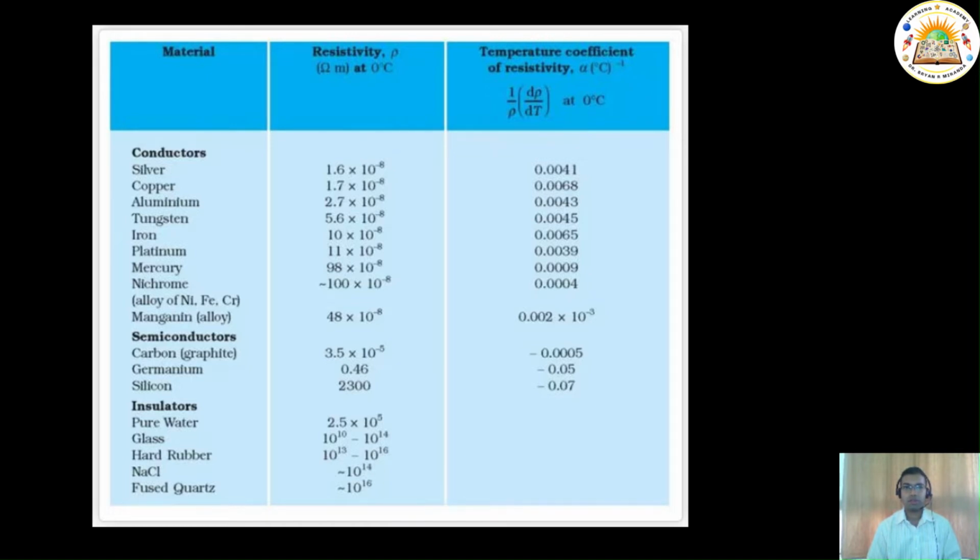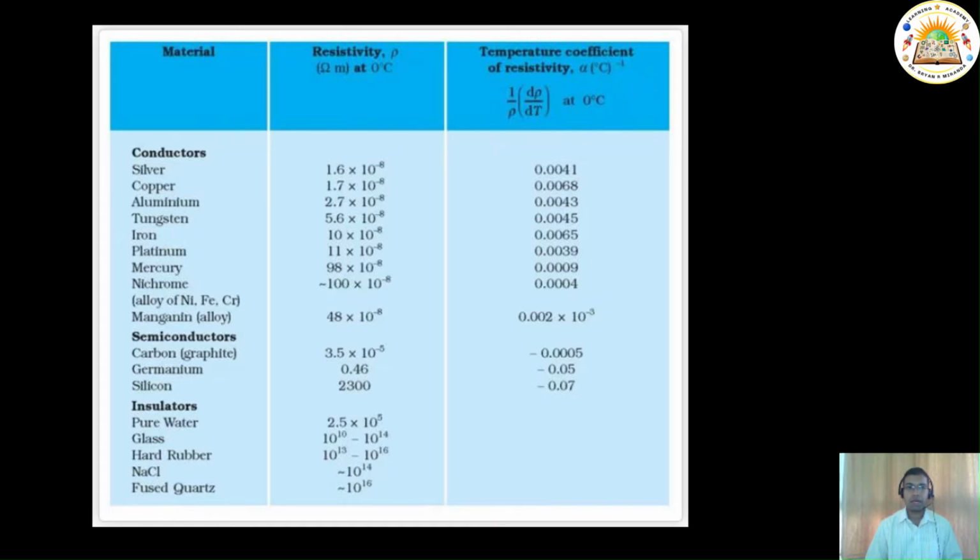There is a temperature coefficient of resistivity. We will not look at that right now. If you look at conductors, semiconductors and insulators, we can ignore the number and look at the magnitude of the power. So 10 power minus 8 is constant for all conductors, whereas for semiconductors it starts at 10 power minus 5 and then there is not much. Silicon has 23 into 10 power 2, and insulators reach up to 10 power 16. So this is a huge range of resistivity from conductors to insulators.